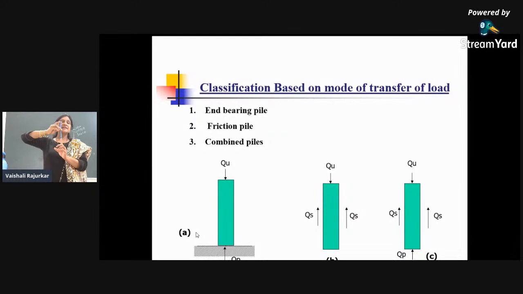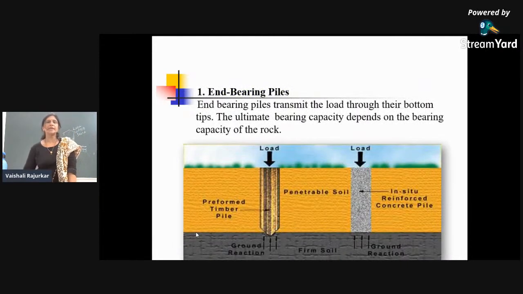Then it is called an end bearing pile, where the reaction comes at the bottom, at the tip of the pile, and acts from the bottom, right? Then it will be called QP. Here you can see these are the end bearing piles. End bearing piles transfer the load through their bottom tips. The ultimate bearing capacity depends upon the bearing capacity of rock.